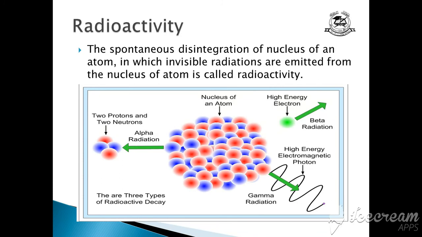Now look at this picture. This is the nucleus of the atom, containing protons and neutrons. When its decay occurs, radioactivity occurs. There are 3 types of radiations: alpha radiation, beta radiation and gamma radiation. In alpha radiation there are protons and neutrons. Beta radiations are actually high energy electrons, and some electromagnetic photons are called gamma radiations. So this is the process of radioactivity. Okay, note down this definition and learn it.